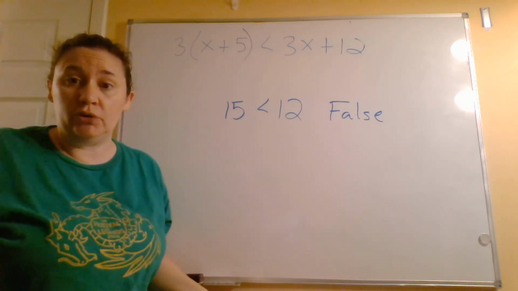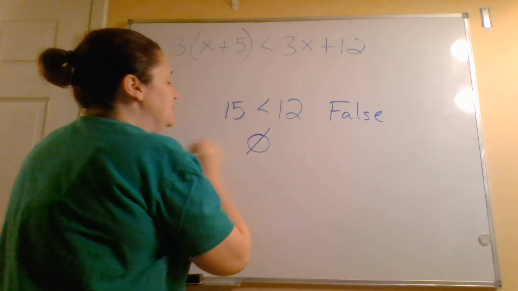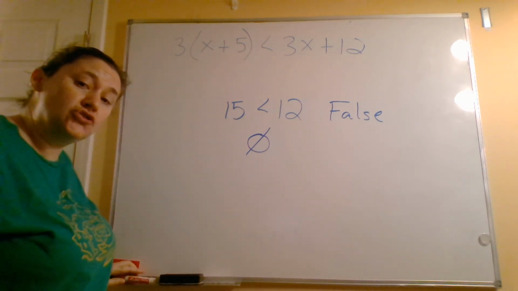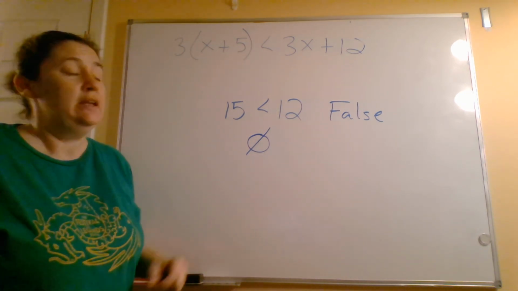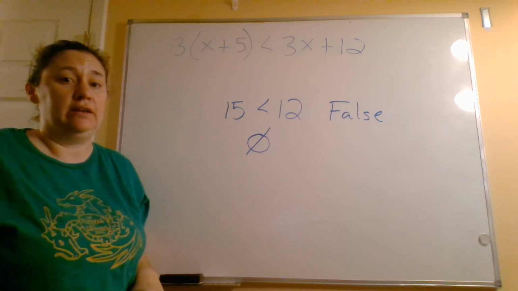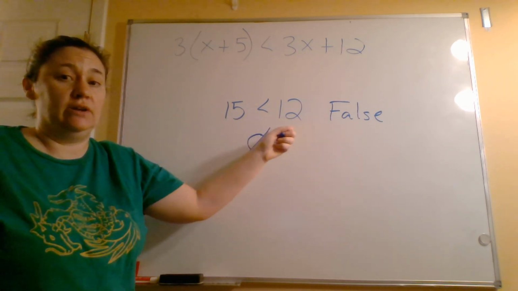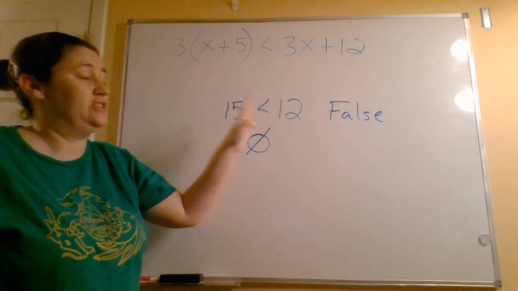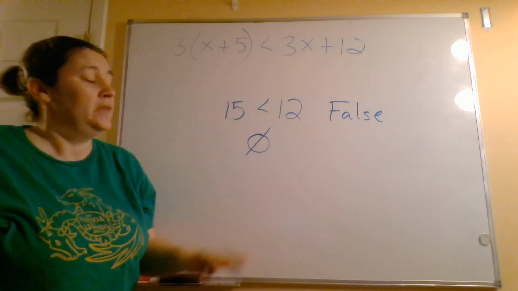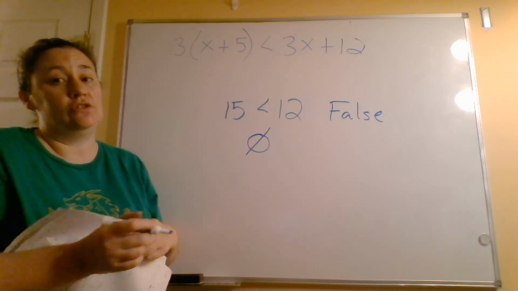It's just not true. Since this is false, the answer is there is no answer to this problem because this inequality is not a true inequality. It's a false one. It's a big lie. So there is no answer to that inequality. If you were to do this problem and if you had gotten a true statement here at the end where the variables go away and you're left with something that's true, then the answer is all real numbers. But in this case, the answer is false. So the answer is there is no answer.